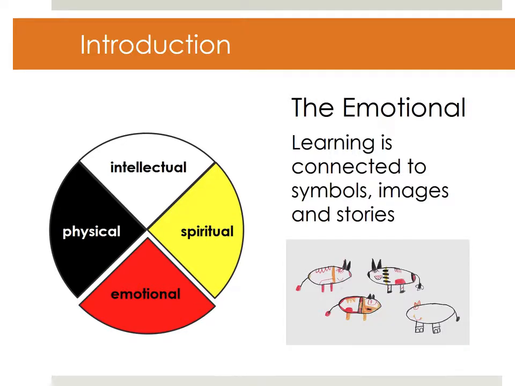The second quadrant is emotion, represented by the color red. Emotion in learning is fostered through the use of imagery. The use of symbols, images, and stories in the classroom can support the learning of new content. Students can also create their own imagery to illustrate concepts and demonstrate what they have learned.